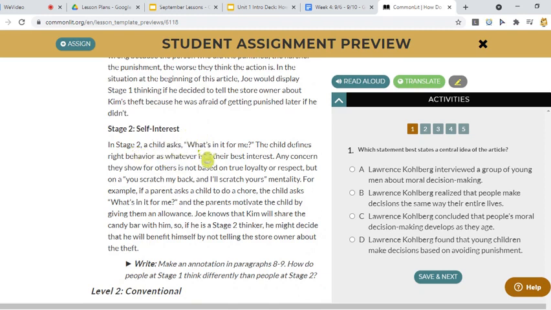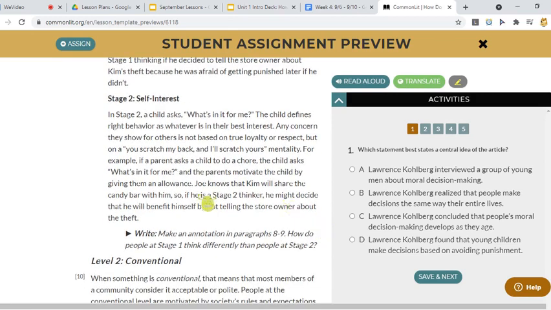In stage 2, a child asks, what's in it for me? The child defines right behavior as whatever is in their best interest. Any concern they show for others is not based on true loyalty or respect, but on an if-you-scratch-my-back, I'll-scratch-yours mentality. For example, if a parent asks a child to do a chore, the child may ask, what's in it for me? And the parents motivate the child by giving them an allowance.